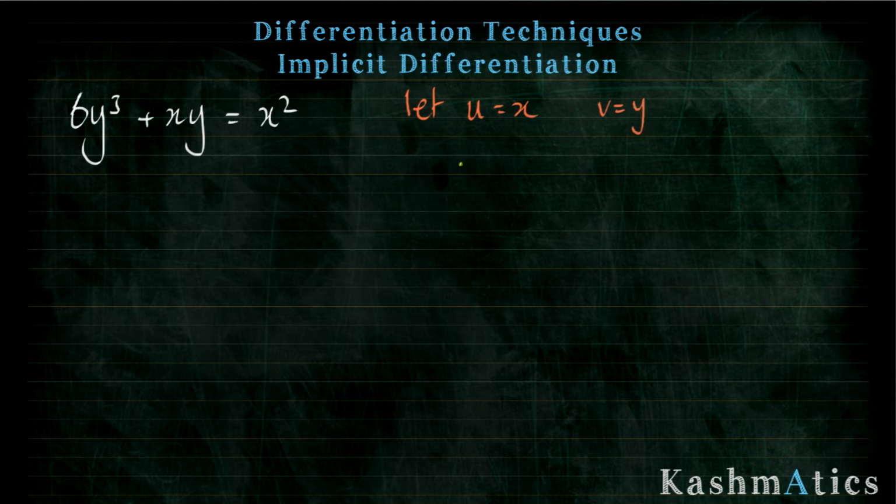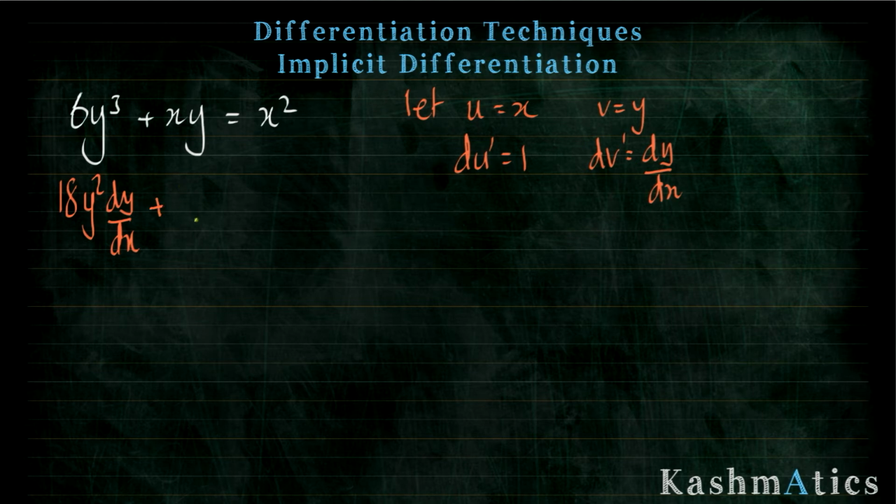Now remember, when you're applying the product rule, you have to differentiate each of these. So du would equal 1 and dv would become dy by dx. Remember, y becomes dy by dx. Right, so let's put all of that over here. So I've got 6y cubed, which becomes 18y squared dy by dx. Don't forget to hook on the dy by dx. That's something which a lot of people tend to forget.